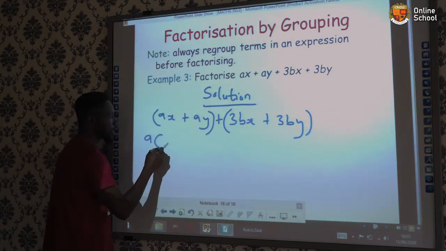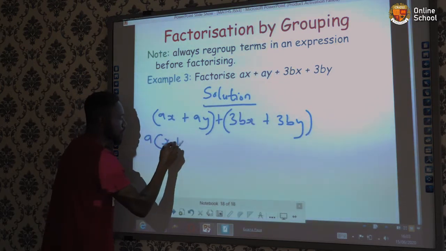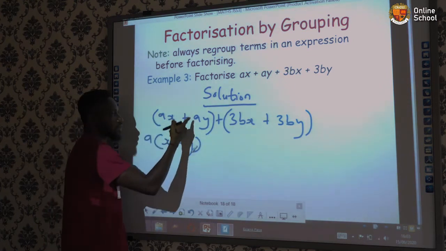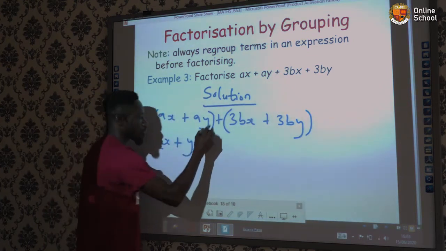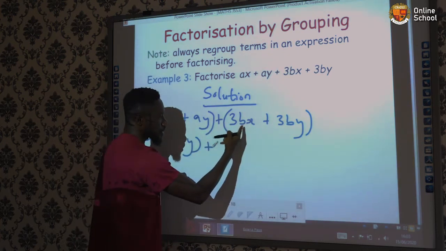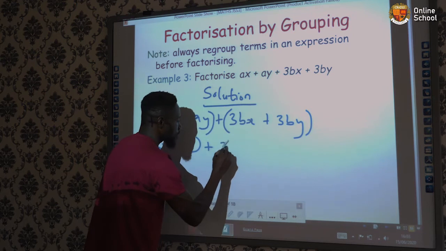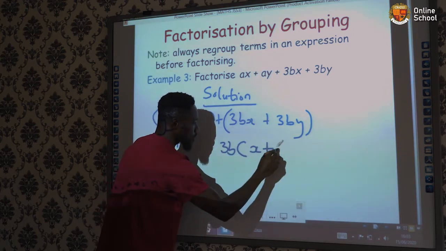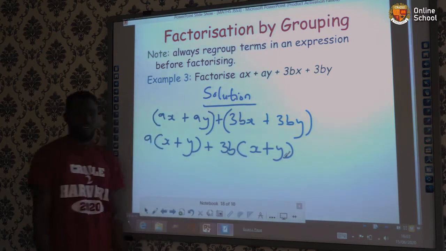What is left in the bracket? x plus y. If you take a from here, you are left with x. If you take a from here, you are left with y. Then you bring down your plus. What is common between this and this? 3b here and 3b here. You can write your 3b. And what is in the bracket? x plus y. You are almost there.